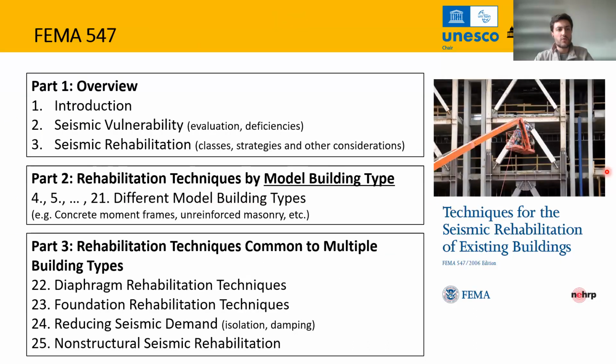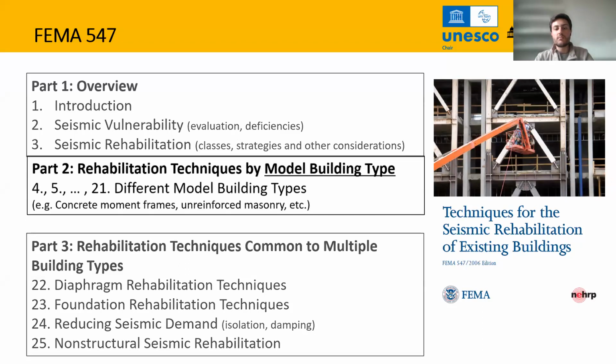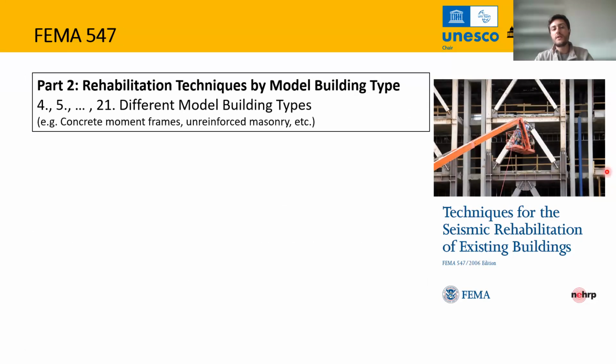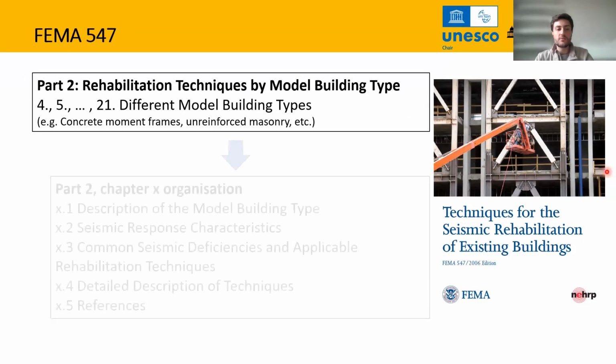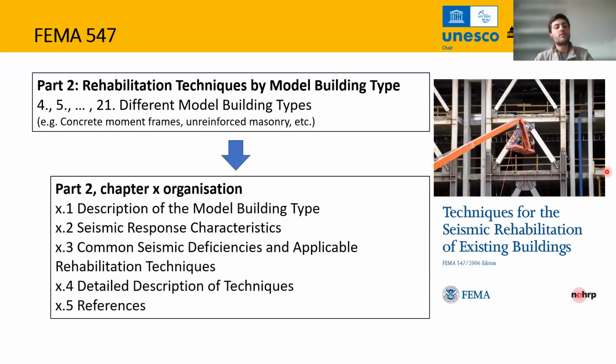We are going to talk tomorrow, in more detail, about FEMA 547. This, as Dina mentioned at the beginning, is a document in which they provide rehabilitation techniques for different model building types, in which they have different materials and different structural systems. And for each one of these, they provide a description, the seismic response and characteristics, and the common deficiencies, and the rehabilitation techniques with some detailed descriptions and some references.